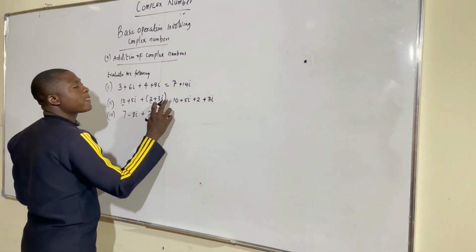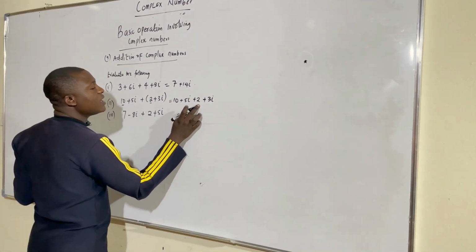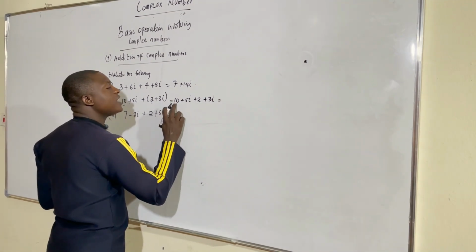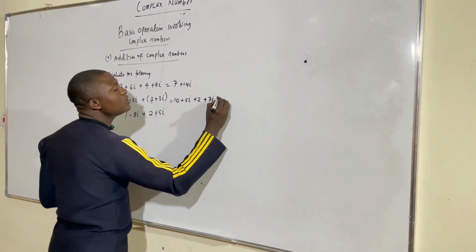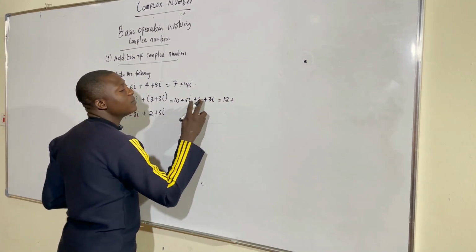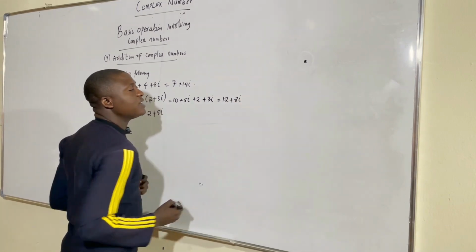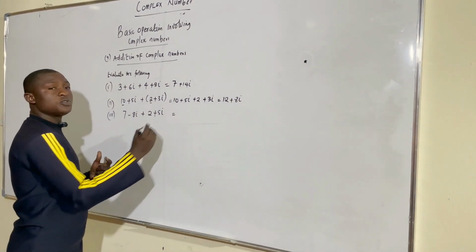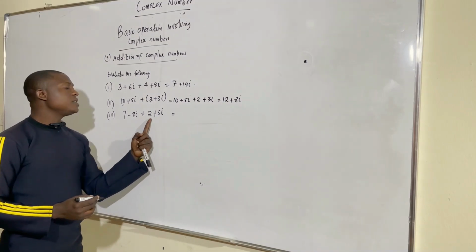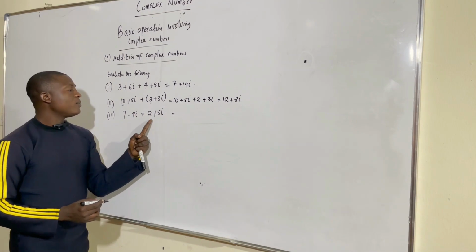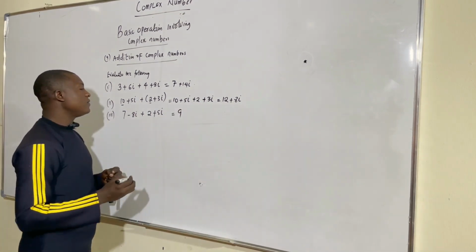Just add them together, the real numbers for the real numbers, at the same time the imaginary numbers for imaginary numbers. So that is 10 plus 2, and we have 12. Then 5i plus 3i, you are going to have 8i. If you look at the third one as well, just match them together, the real numbers for the real numbers, imaginary numbers for imaginary numbers. That is 7 plus 2. Of course, you are going to have 9.